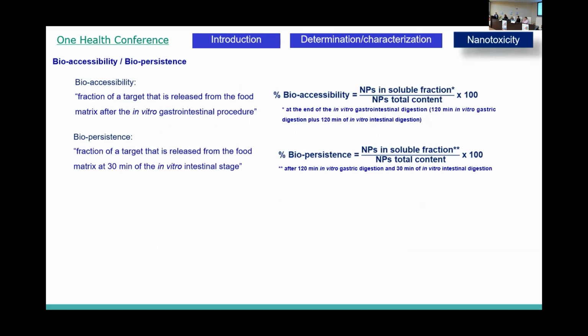In the first case, the bioavailable fraction is going to be the ratio between the number of nanoparticles that we obtain at the end of the bioaccessibility procedure, at the 120 minutes of the final process. But EFSA has proposed a new concept, the biopersistent fraction, that is exactly the same, but we use the number of nanoparticles after the 30 minutes of the intestinal stage. So it's the same procedure, but we take the concentrations at different times.